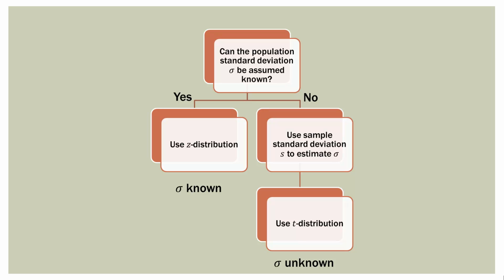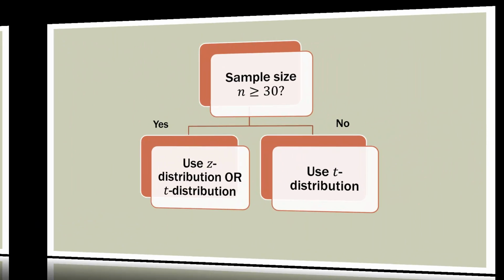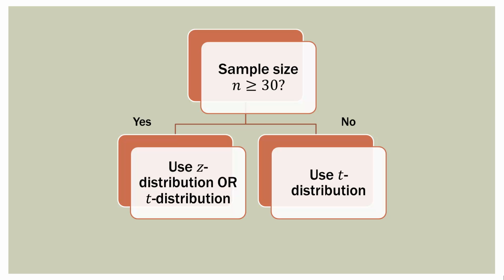Now there's another way of thinking about it. Is our sample size greater than or equal to 30? Well, if it is, we go down the left-hand side if we have a larger sample size. We could use the Z or the T distribution. Well, why is that? Because remember, in our previous graphs we had, as our sample size gets above 30, the T and the Z distribution converge. They become essentially the same thing.